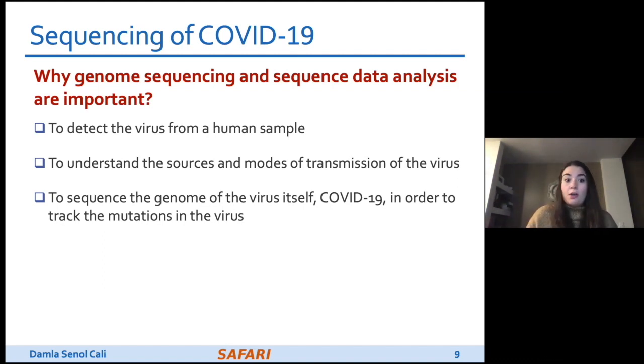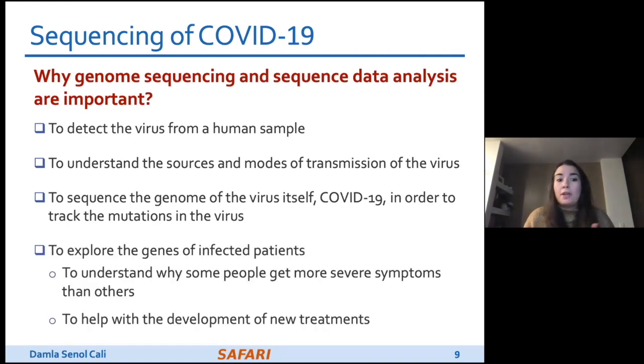So if you sequence the virus from different locations and compare the outcome, then you can see for each location, or for some portions of the location, where that virus was transmitted from. So you can see, okay, for example, in Washington, DC, the virus came from Europe. I'm just making it up, but you can track it, and it is important to see the transmission.